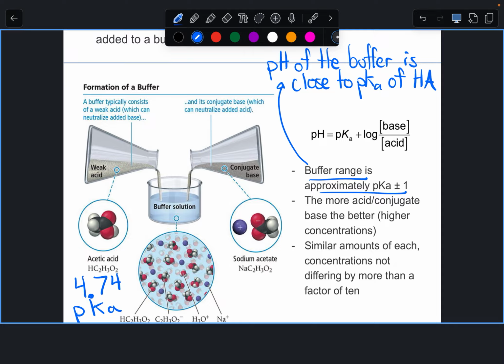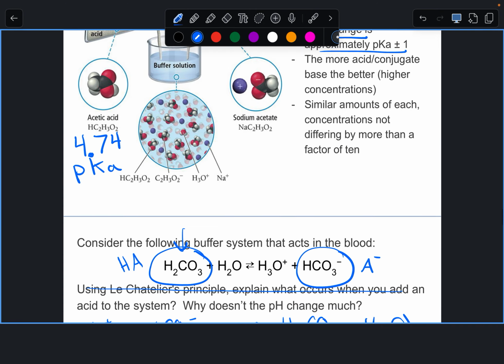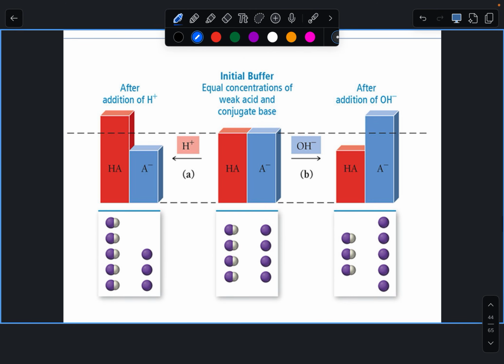And then these two other things are, you want to have a lot of the weak acid and the weak base. Because like in this picture, if I only had really small amounts, there's only so much A minus that I can use up and make HA, or only so much HA I can use up and make A minus. So we want to have high concentrations. The higher the better. If it's 2 molar, that's better than 1 molar. Okay?